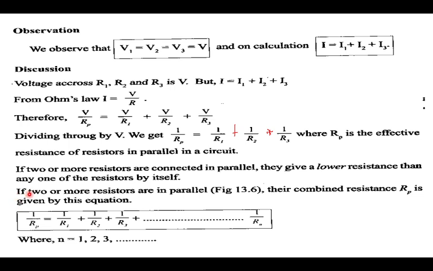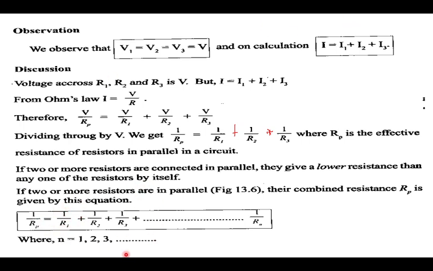So if two or more resistors are in parallel, their combined resistance is given by this formula, like I told you: 1 over R1 plus 1 over R2 plus 1 over R3, and this will continue until you get to the last resistor. Here, n stands for the number of resistors, and the value of n is always an integer or whole number because we are just counting. So this is the equation.